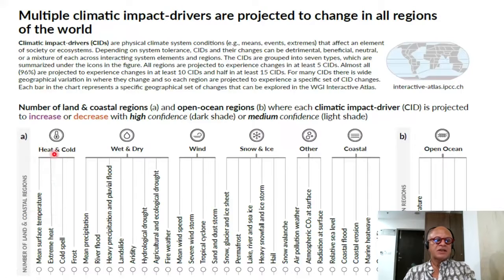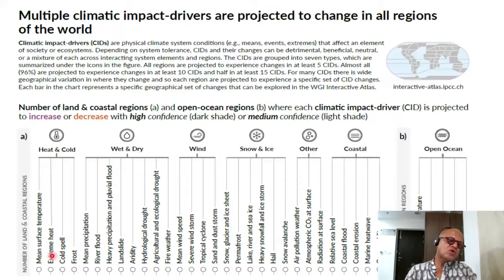So you are looking at climatic impact drivers like heat and cold, wet and dry, winds, snow and ice, other, which includes air pollution, weather, atmospheric CO2 at the surface, radiation at the surface. So those are the 3. Coastal and open ocean, right? So this is the number of open ocean regions.